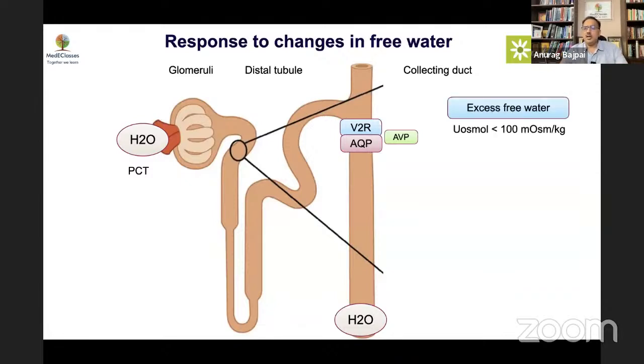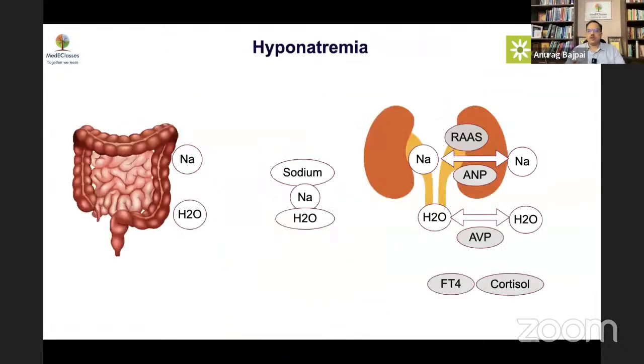So normally anybody who has excess free water should have a urinary sodium less than 25 or a urinary osmolality less than 100. If, however, your urinary osmolality is more than 100, this is inappropriate. Dilute blood and concentrated urine, this is SIADH. Concentrated blood and dilute urine, that is diabetes insipidus. That's something which is important to understand.